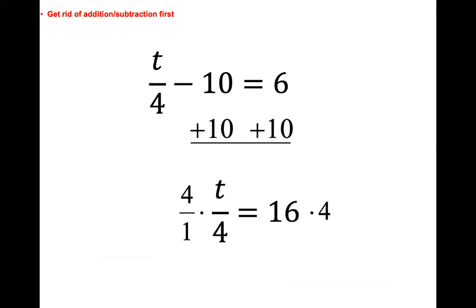4 divided by 4 cancels, therefore t is equal to a big number. Big number. What is it? It's like 60. Okay, I agree. Not a big number.